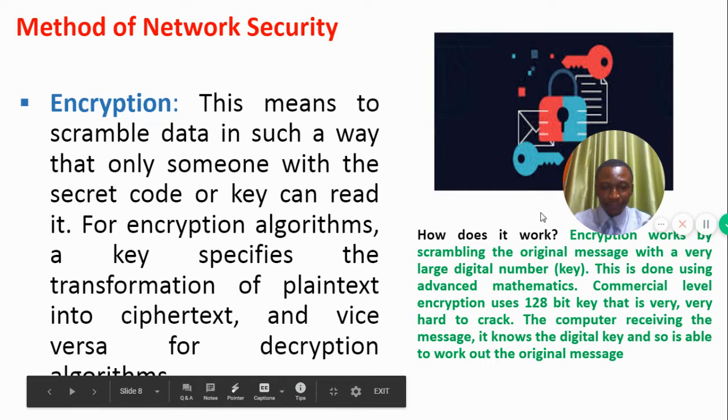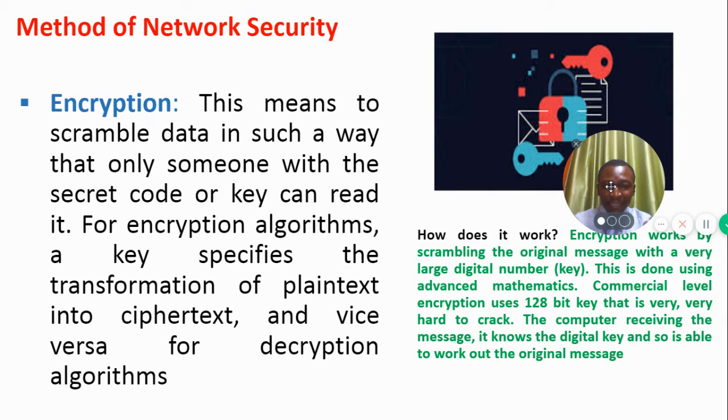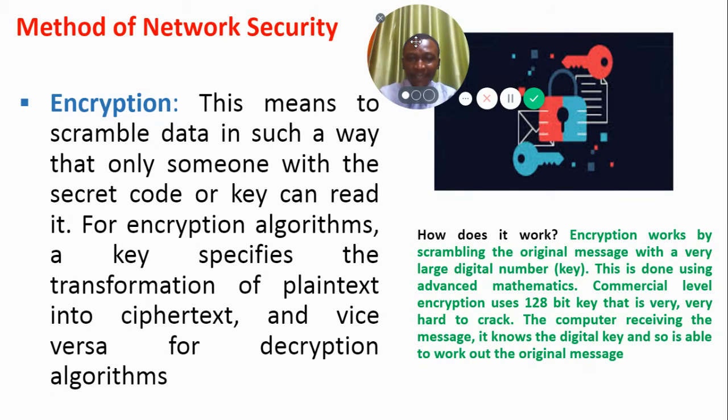Another is encryption. As you can see from here, you can see the first key and the second key. Let's quickly talk about that. Encryption means to scramble data in such a way that only someone with the security code or key can read it. For encryption algorithms, a key specifies the transformation of plain text into cipher text and vice versa for decryption algorithms. Now, let me tell you basically how it works.